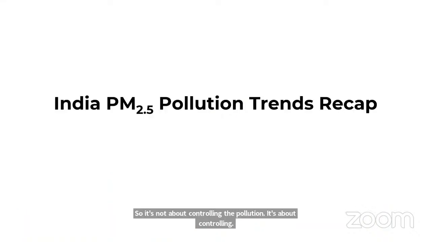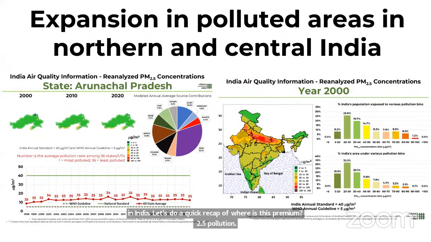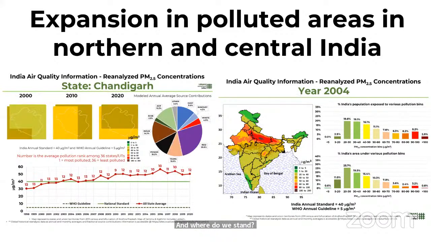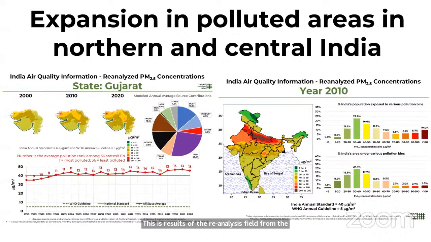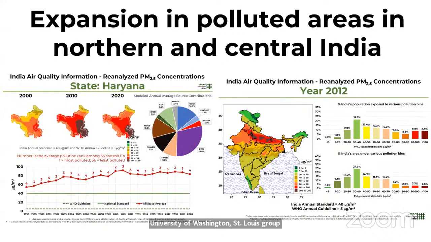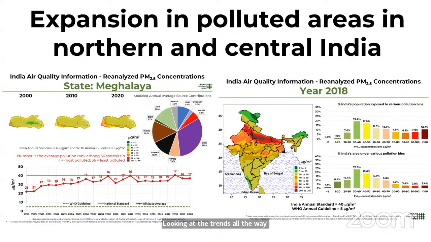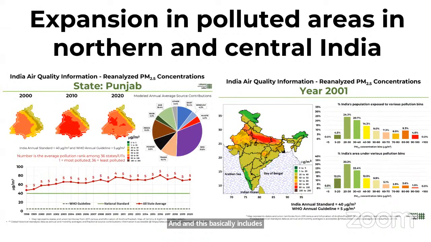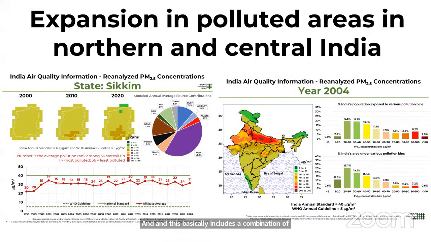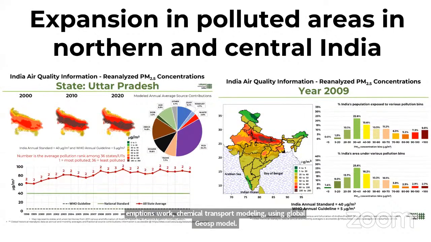Now, in India, let's do a quick recap of where this PM 2.5 pollution is and where we stand. These are results of a reanalysis field from the University of Washington St. Louis group, Randall Martin's group, looking at the trends all the way from 1998 to 2022. This includes a combination of emissions inventory work, chemical transport modeling using the GEOS-Chem global model, and a lot of nudging from all the available satellite feeds.